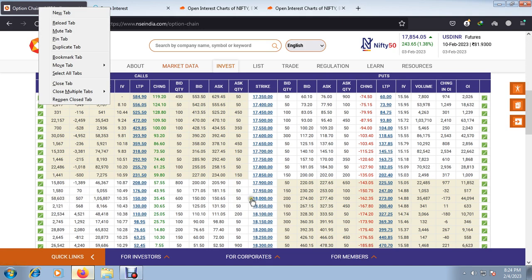So those who have taken the short straddle, they would like the market to expire within this range. So as long as the Nifty is within this range, they will be profitable.